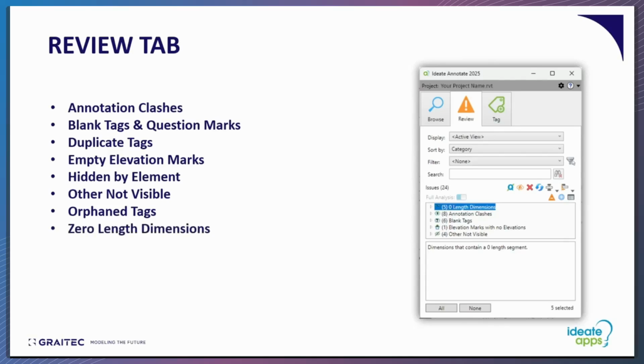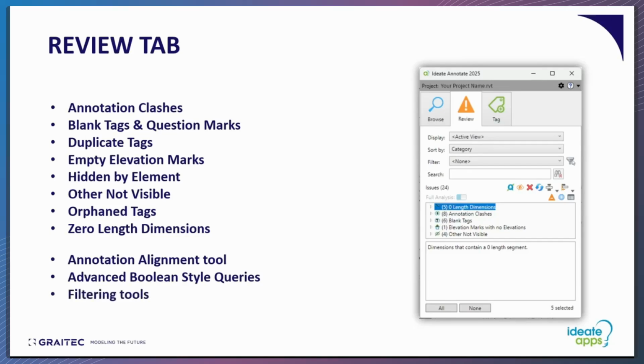These could include orphan tags, zero length dimensions. A zero length dimension occurs when you have a dimension on something, but that particular item is removed, and sometimes the dimension that's associated to that object doesn't actually get deleted as well. Now, as a bonus, we've got annotation alignment tools in there. We've got some advanced Boolean style queries, which is really useful for finding particular elements. And it's got a host of other filtering tools as well.